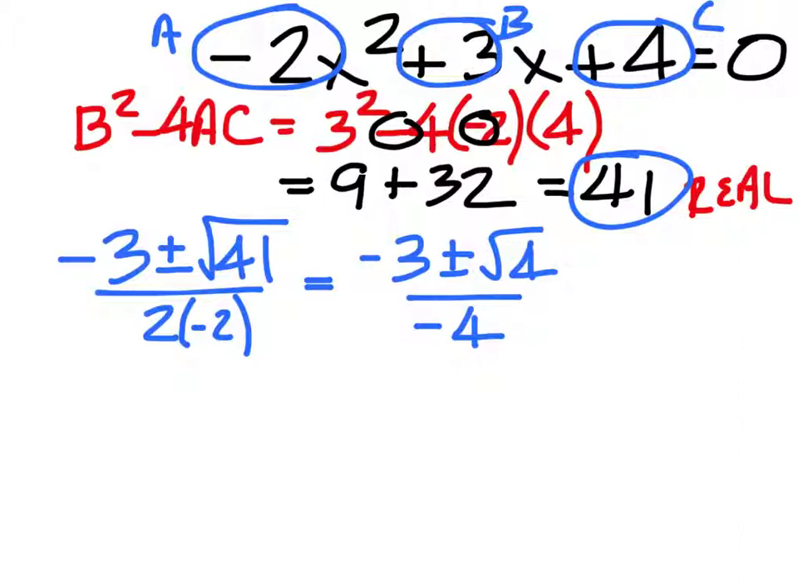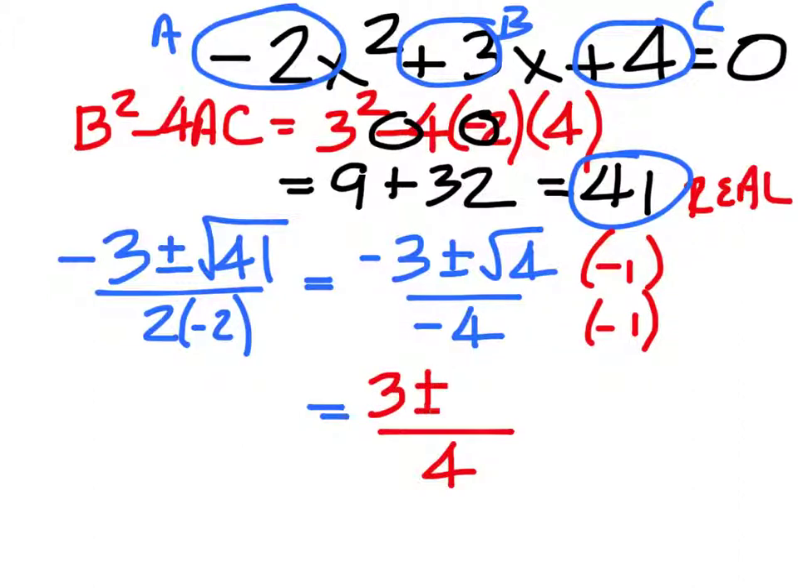Now you can't leave your answer with a negative on the bottom of the fraction. So to get rid of that, what you do to the bottom, you have to do to the top. So to get rid of that negative sign on the bottom, you would have to multiply the top and the bottom by a -1. So if you do that, there and there, the bottom becomes a +4, and on the top you have a 3 plus or minus a negative square root of 4.